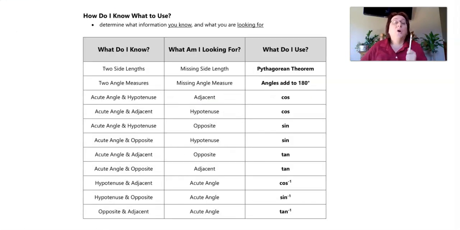On this table, on the second page of your notes, this helps you figure out what to use and when. You have a column that says, what do I know? That means what measurements do you have, or what are you looking for? And then what are you going to use to find it? So you can refer back to this as we're working out some of the problems. All right, let's go look and see.